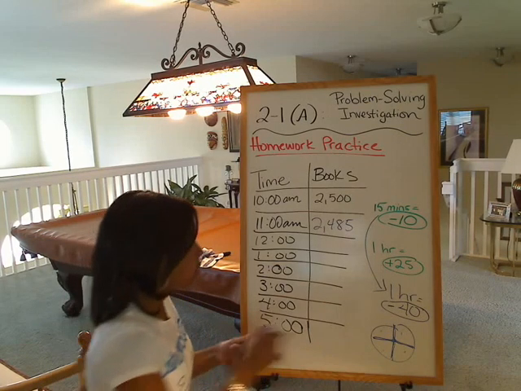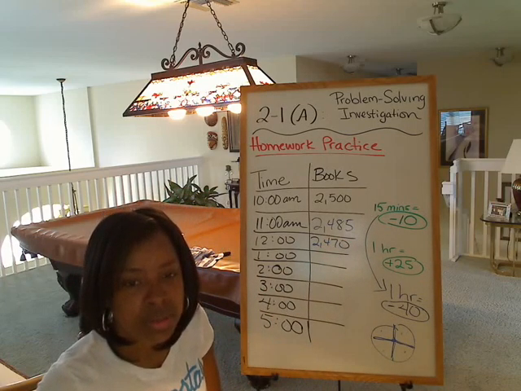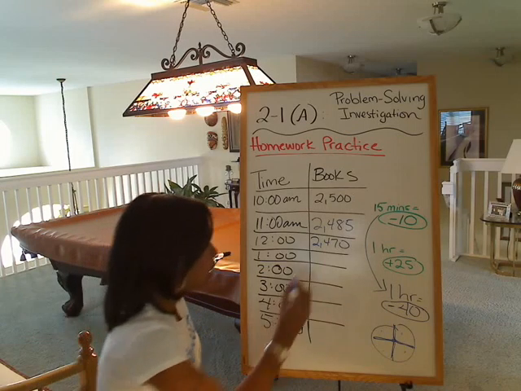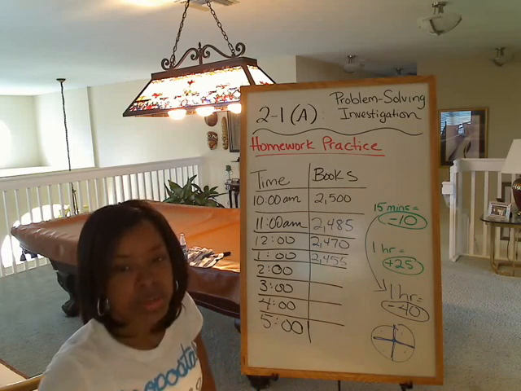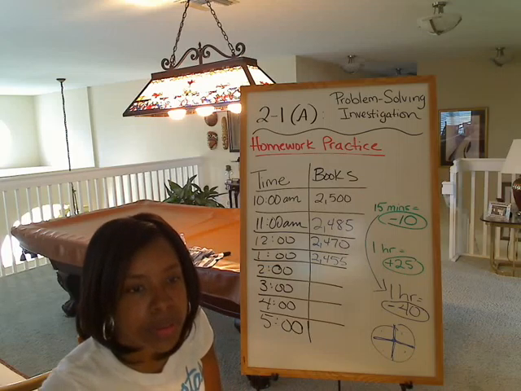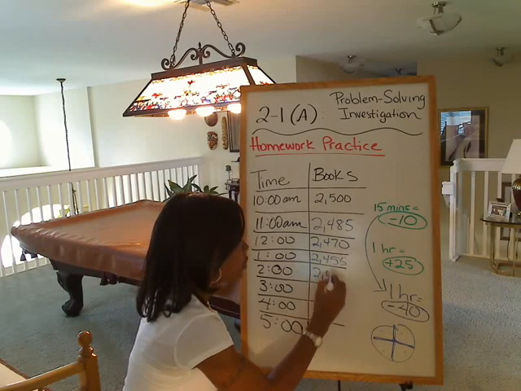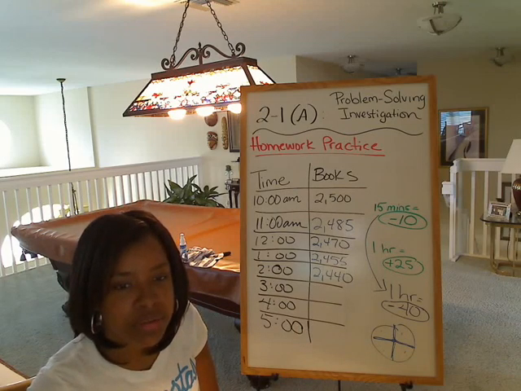And I get 2,470. Then I add 25, take away 40. And I get 2,455. Then I'm going to add 25, take away 40, and I get 2,440. And I'm going to add 25, take away 40.